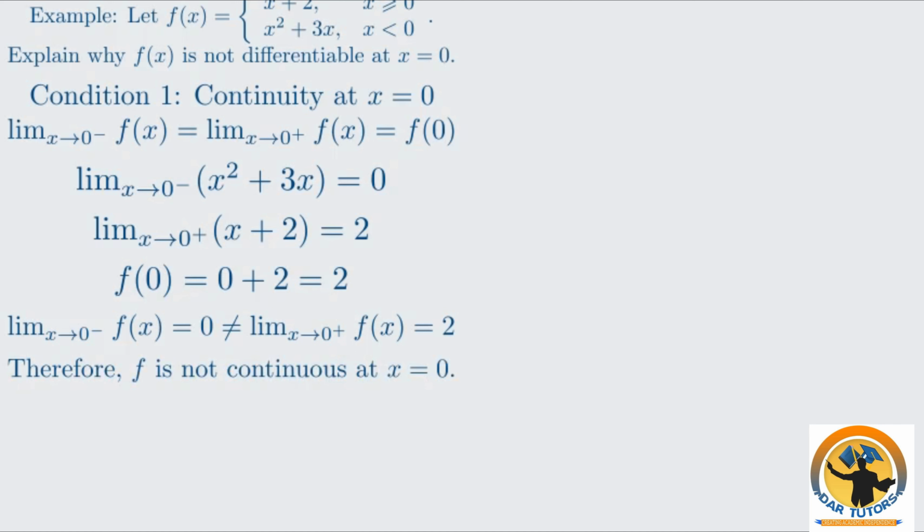Since the function is not continuous at x equals 0, it cannot be differentiable there. We don't even need to check the derivatives. The graph clearly shows a jump discontinuity at x equals 0. The left piece approaches the origin, while the right piece starts at the point 0, 2. This break in the graph makes it impossible to draw a tangent line. This example reinforces the idea that continuity is a necessary, but not sufficient, condition for differentiability.